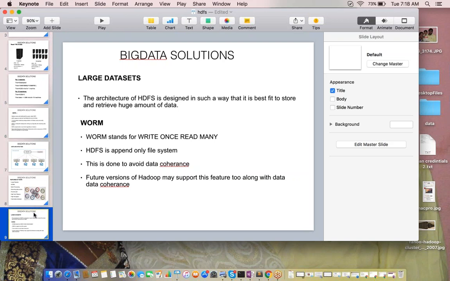And what is this WORM? It stands for, as I said, write once, read many. So in HDFS, once you store the data, you cannot update the same data. But from Hive 1.4 onwards, we have row-level updates and row-level inserts. We will see them when it comes to Hive.